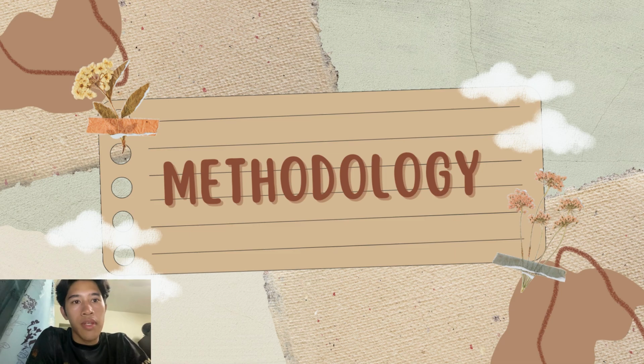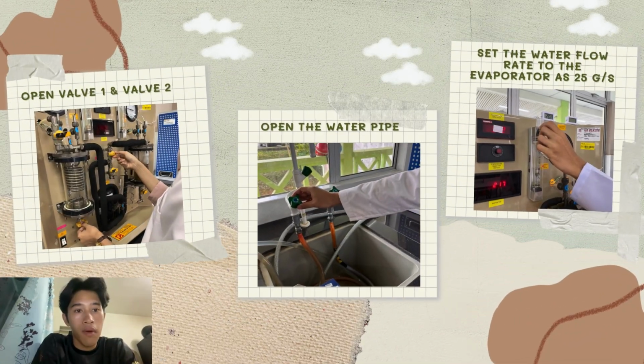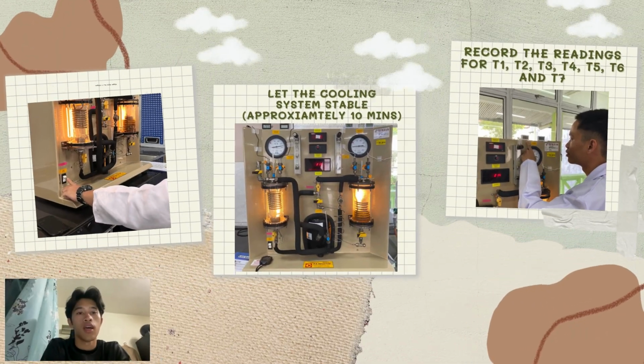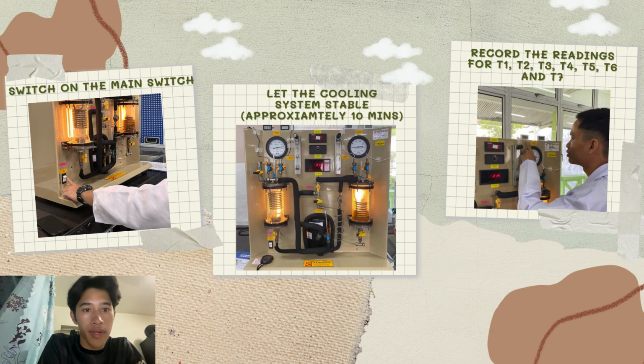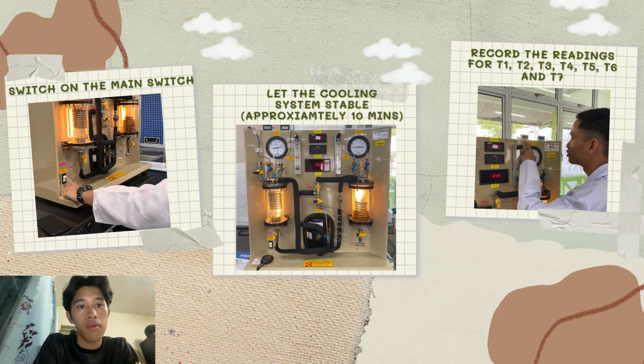So I will be explaining about the methodology of the experiment. The first step of the experiment is we have to open valve 1 and valve 2. And then the second step is we have to open the water pipe, and after that we have to set the water flow rate to the evaporator as 25. The next step is we have to switch on the main switch, and then after that we have to let the cooling system stable. We approximate the time for it to be stable is 10 minutes, so we set on the timer for 10 minutes before we proceed to the next step.